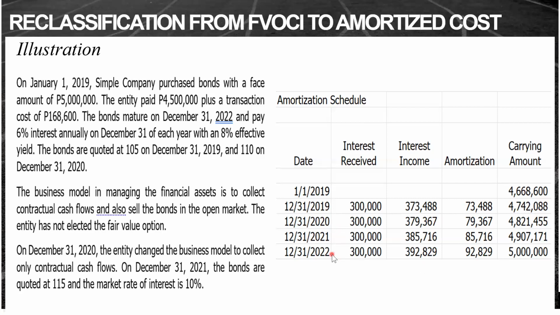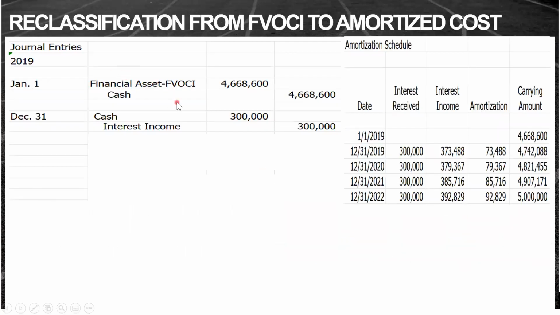So for 2022, all you have to do here is work it back. Make sure that the ending carrying amount here is 5 million. So you just have to work back how much our amortization is, which can be computed by deducting your 4,907,171 from your 5 million ending carrying amount. After we get that, we add it to the interest received to get our total interest income. So let's have the journal entries.